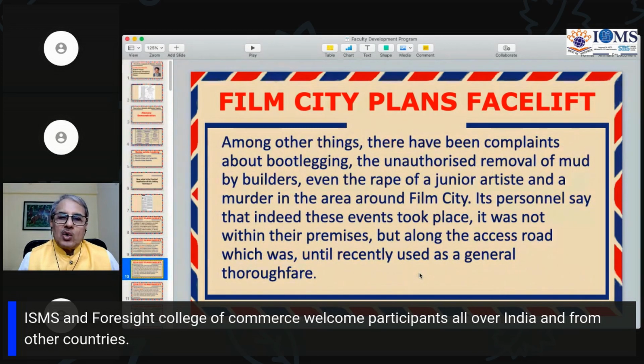Now, I'm coming to the second paragraph. Among other things, there have been complaints about bootlegging, the unauthorized removal of mud by builders, even the rape of a junior artist, and a murder in the area around Film City. Its personnel say that indeed these events took place. It was not within their premises, but along the access road, which was until recently used as a general thoroughfare.